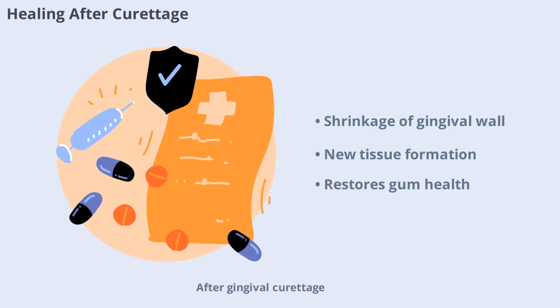After gingival curettage, the gingival wall shrinks as the inflammatory infiltrate resolves and tissue fluid drains away. The exposed connective tissue begins to re-epithelialize, forming a new lamina propria, sulcular lining, and epithelial attachment. This process helps restore the original microvascular quality of the gums, leading to healthier and more resilient tissue. Proper healing is essential for the long-term success of the procedure and the maintenance of periodontal health.